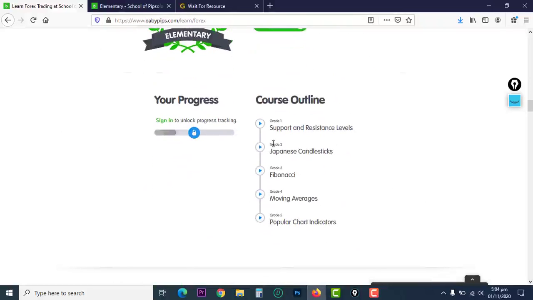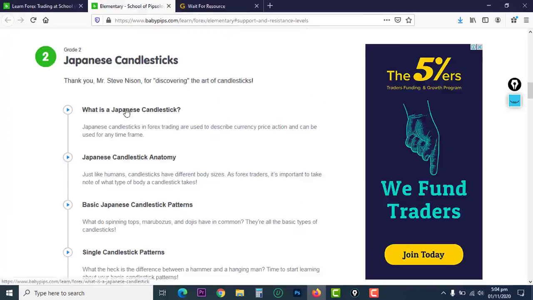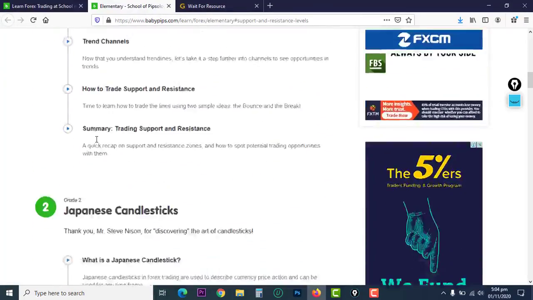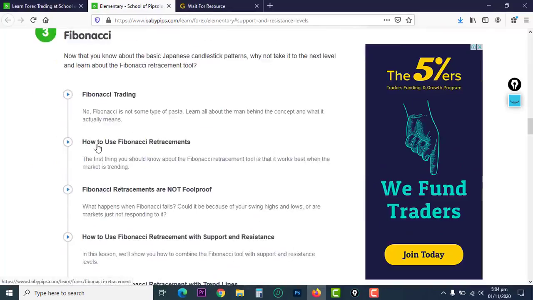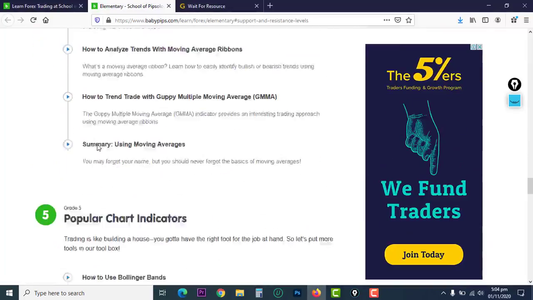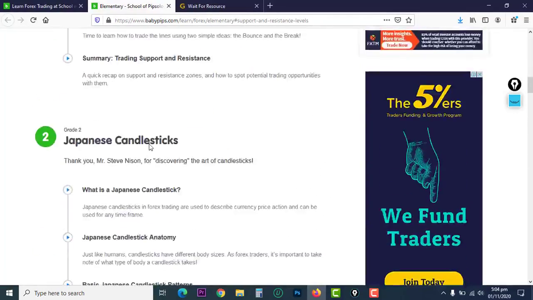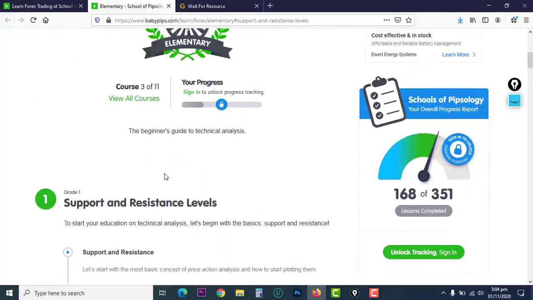And here is a course outline: support and resistance levels, Japanese candlesticks, Fibonacci, moving averages, popular chart indicators. When we look at the outline in detail, we have all these here, down to grade 3, grade 4 and grade 5. You can see it's a lot to cover, right? So let's dive right into it, but before we begin, let's roll the intro.